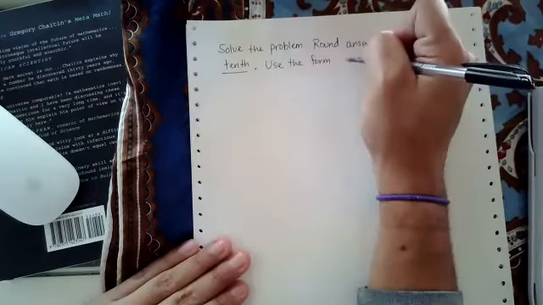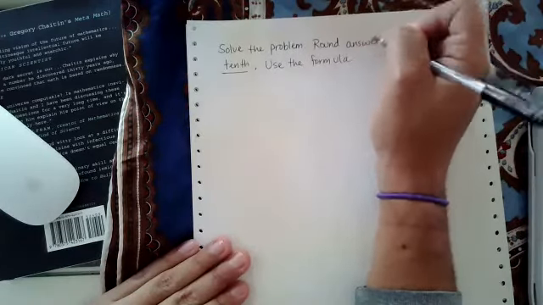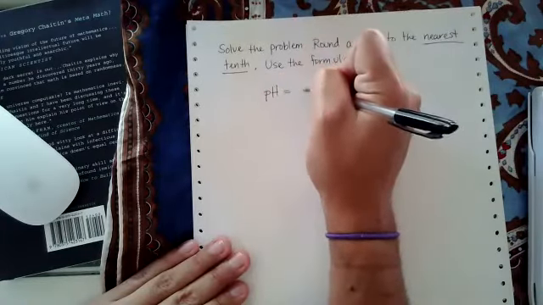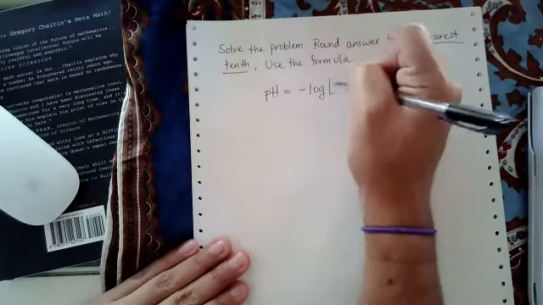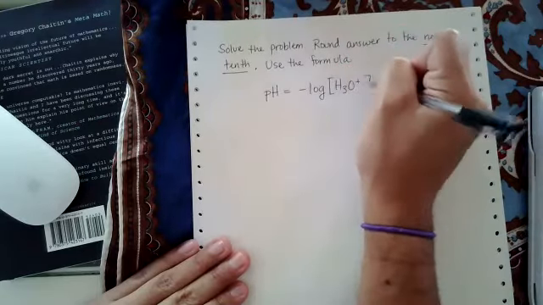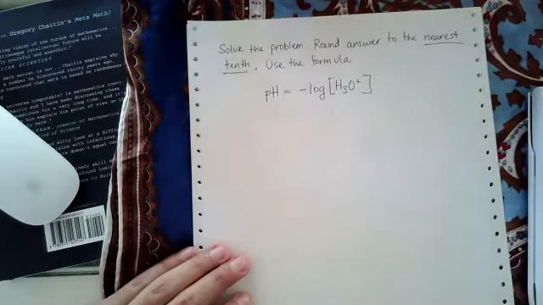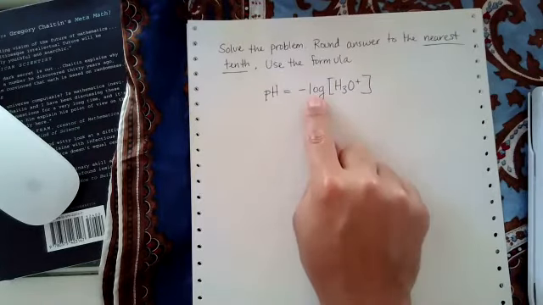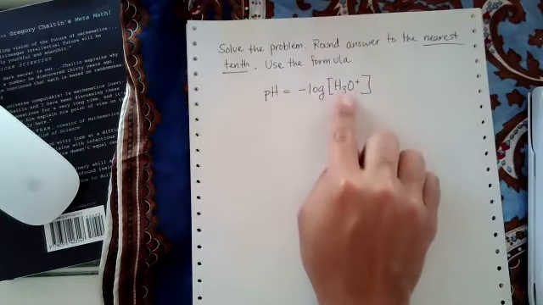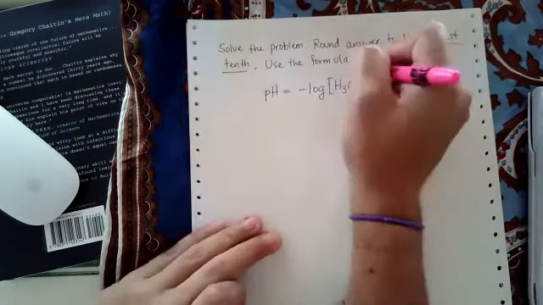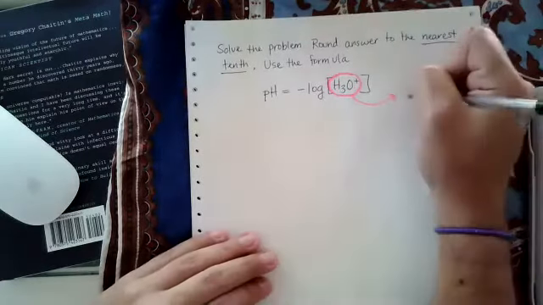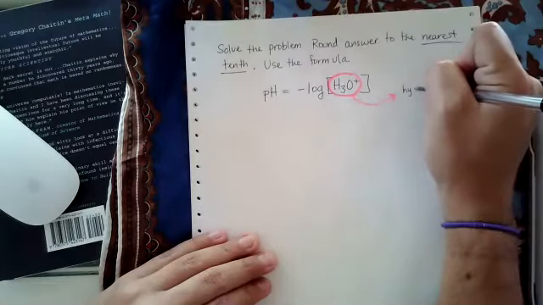Use the formula. So we're going to use the formula for pH, which is pH is equal to negative log of H3O plus. In these kinds of problems, they will give you this formula which has a logarithm in it. See, we have the common log of H3O plus. You don't want to confuse yourself. H3O plus is simply a chemical called hydronium.